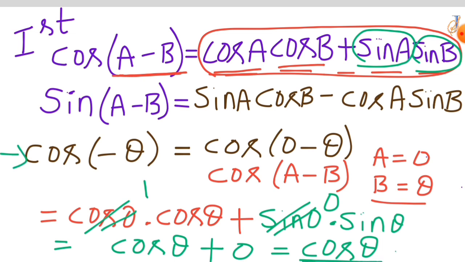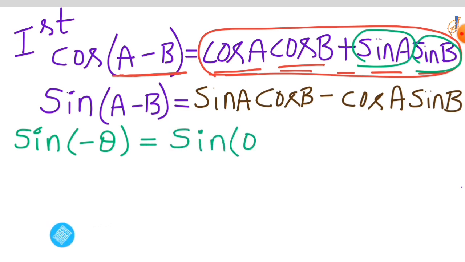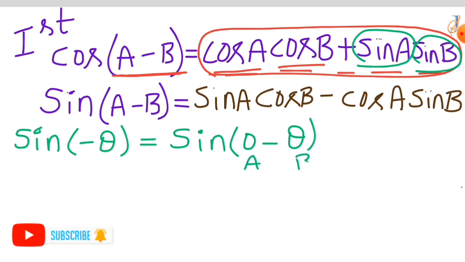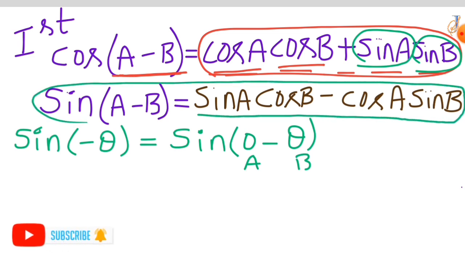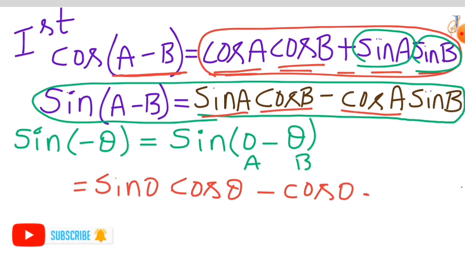Now we are going to prove sin of minus theta equal to minus of sin theta. Sin of minus theta. So we can write same like before, we can write this also sin of 0 minus theta. It is in the form of sin of A minus B. So our A value is 0 and B value is theta. So use this formula. Then this becomes sin A. Sin A is nothing but sin 0 times cos B. Cos B is nothing but cos theta, minus cos A. Cos A is nothing but cos 0 times sin B. Sin B is nothing but sin theta.